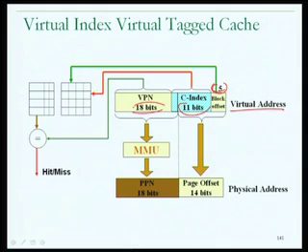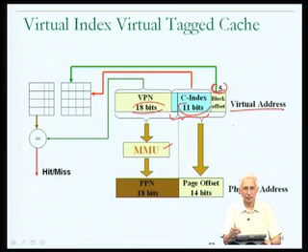Now if it is a cache miss, then the MMU does the translation and we get the physical address which goes to memory. So in this case, once again, you'll notice that of the 11 bits which correspond to the index, 9 of them are coming from the page offset bits, and the remaining 2 are coming from the least significant bits of the virtual page number.